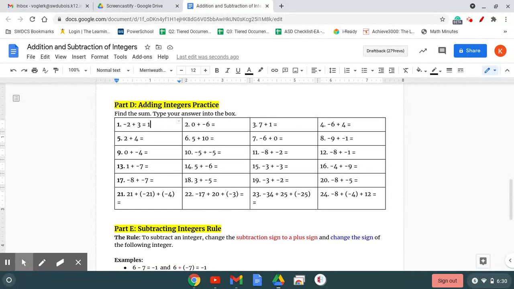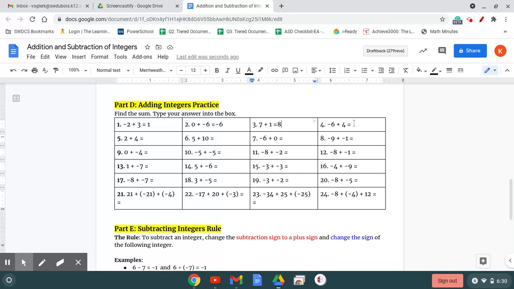All right, number 2, 0 plus 6. Anytime you have a number plus 0, it's just whatever the other number is. So 0 plus 6 is just 6. All right, number 3, 7 plus 1. Same sign, they're both positive. So keep your sign and add. 7 plus 1 is 8. That one's pretty easy.